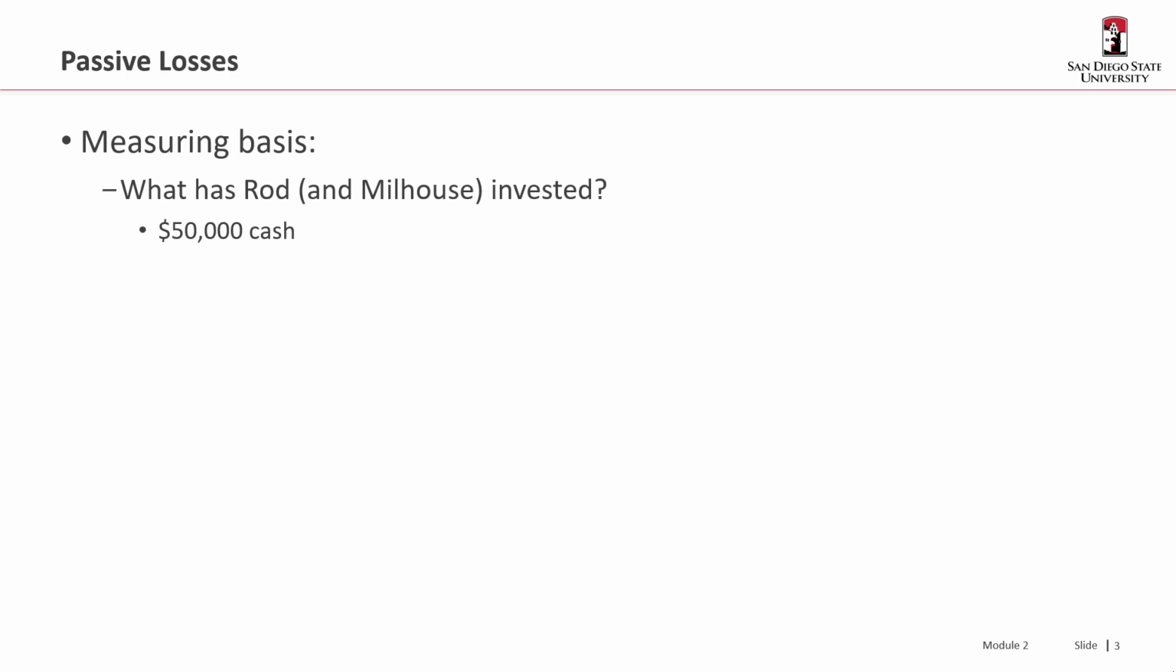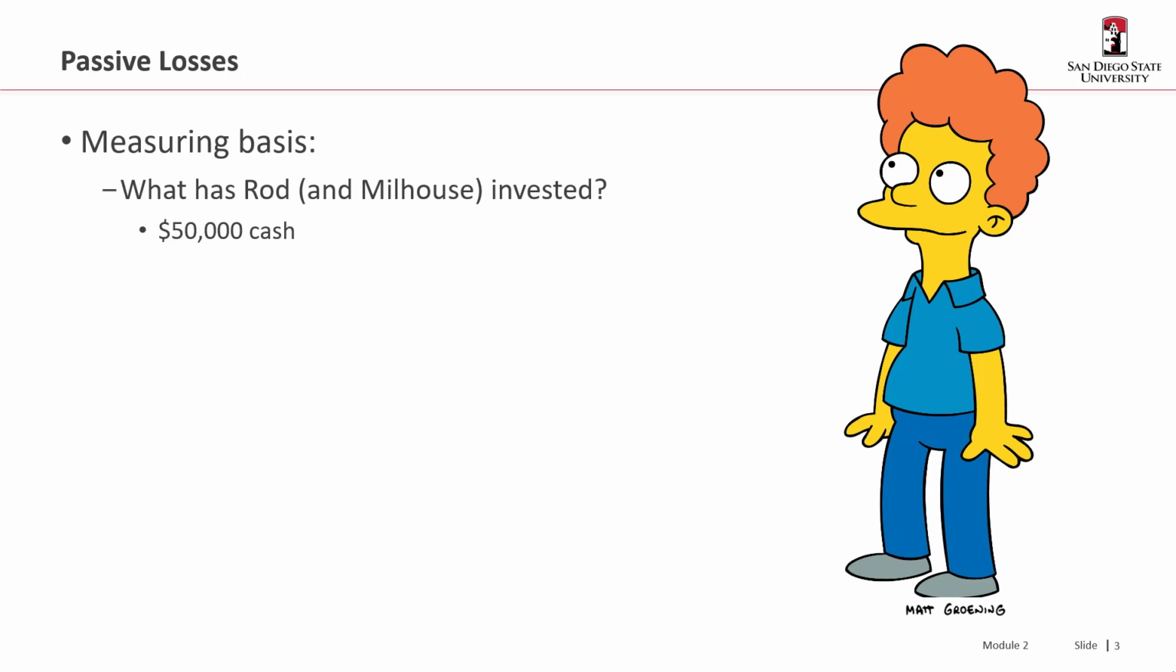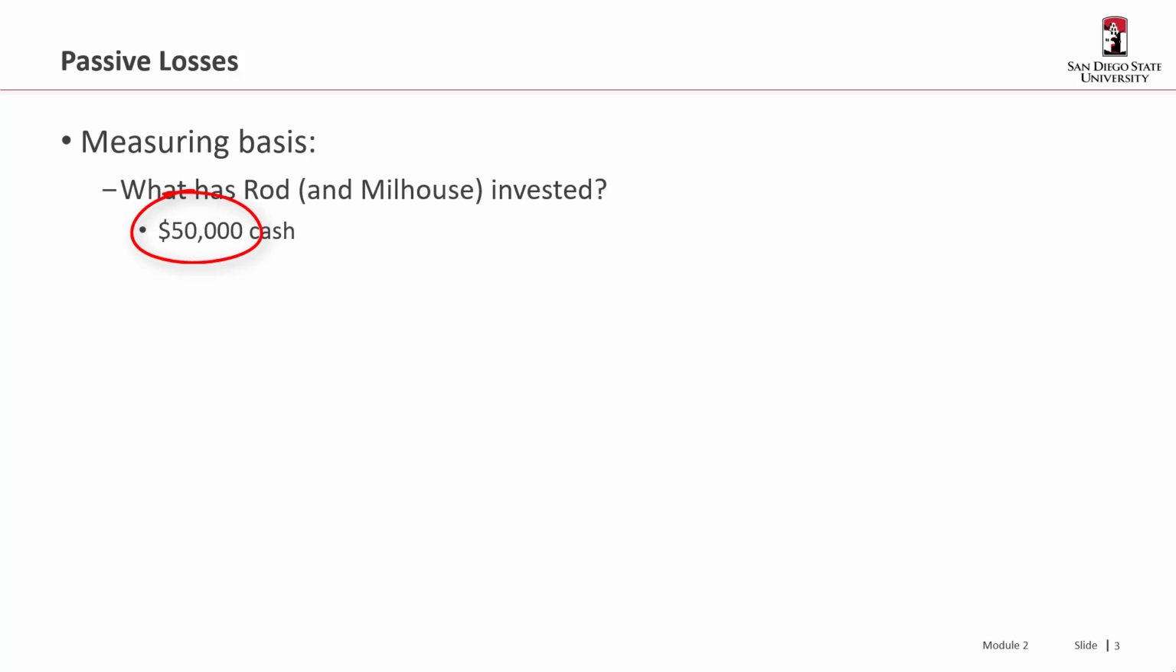Okay, so we need to measure Rod and technically Millhouse's investment. So let's just deal with Rod as an individual and say, what has he invested? Well, he did put the $50,000 worth of cash in. Did he put anything else in? Right? And you'd say, well, no, but remember, they took on a liability, right?